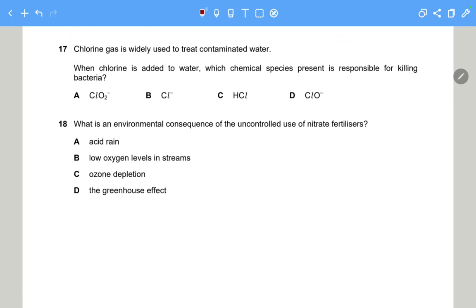Question 17, chlorine gas is widely used to treat contaminated water. When chlorine is added to water, which chemical species present is responsible for killing bacteria? This is bookwork. You know it is chlorate ions, because when we add chlorine to water, we get NaClO as one of the products. Sorry, not NaClO, I mean ClO negative ions as one of the products. And that's why this has to be the answer.